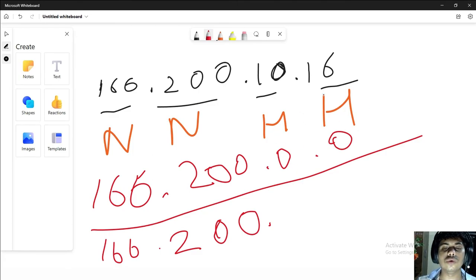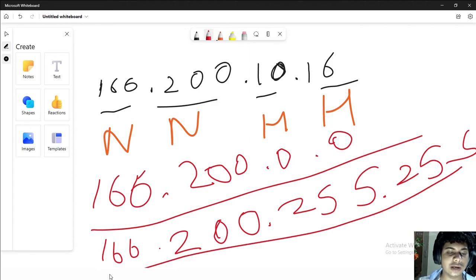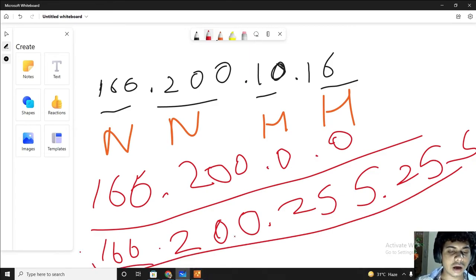Now coming to the host octet. Instead of doing 0, if you do 255 in each octet, it means that this is your broadcast ID. So now you can see that this is our broadcast ID and this is our network ID. You have to do host part 0. Just remember this simple way: to find the broadcast ID of that particular IP address, you just have to do 255.